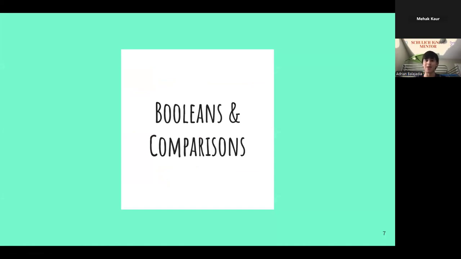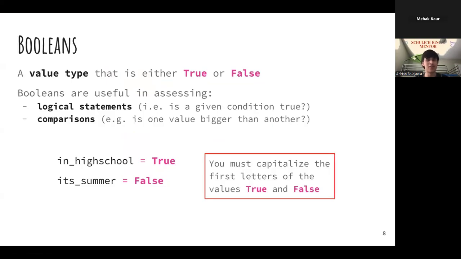Let's talk about something a bit more interesting, Booleans. To put it simply, a Boolean is just something that's either true or false. That's pretty much it. I'm assuming you guys are in high school, so I'd set that value as equal to true. And keep note here, the true has to be capitalized. But is it summer right now? No, it's March. So you set that to equal false.